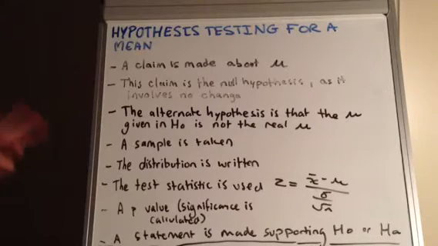Lastly, after the test statistic is used, a p-value is calculated, and this p-value represents the significance. So how significant is it for a value to lie in a certain place? Once we've done that, a statement is generally made. We either support the null hypothesis, which is denoted, as you can see on the board there, by H subscript 0, or alternatively we can support the alternate hypothesis, depending on what our results show us. So that's the process for hypothesis testing with a mean.